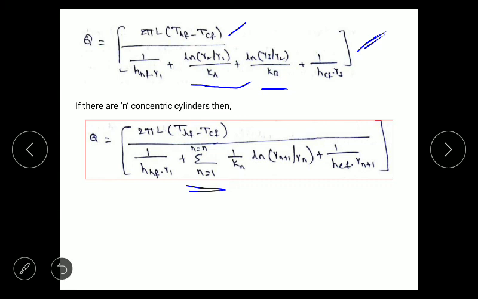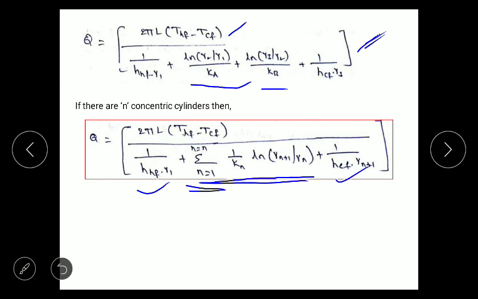If you have 3 composite cylinders, then n is replaced with 1, 2 and 3. If you have 4, then n equals 1, 2, 3, 4, like that. We are going to get 4 terms if we have 4 cylinders. We get 3 terms if we have 3 cylinders. And these remain the same. As one hot fluid is there, one cold fluid is there, due to which the convection heat transfer takes place, the heat transfer coefficients remain the same. So this is the generalized equation.